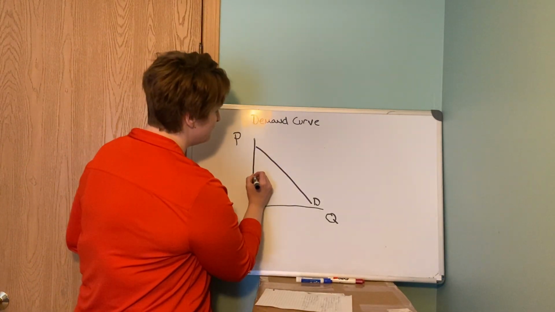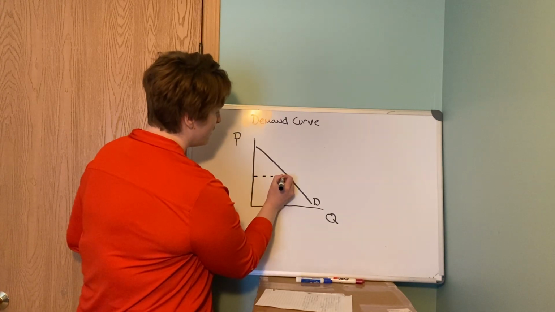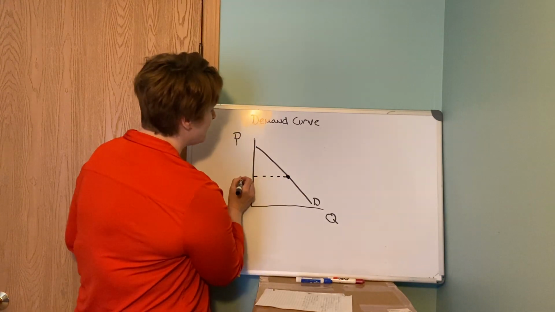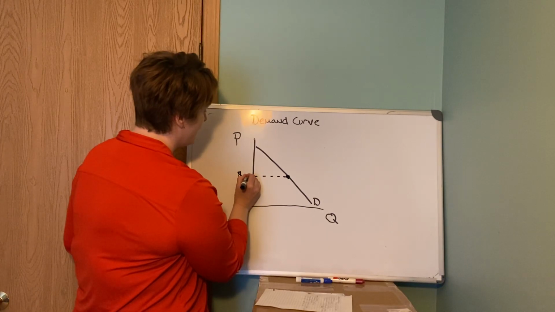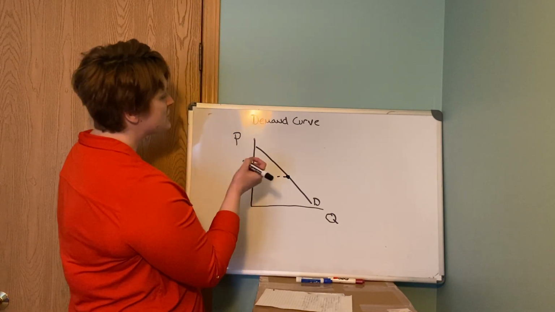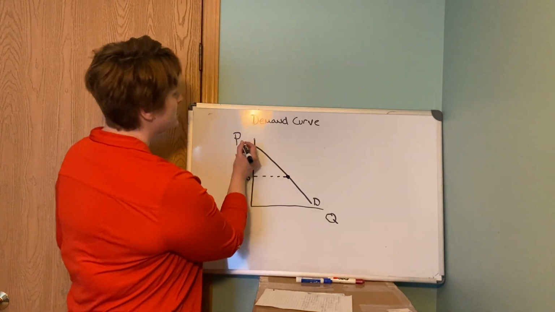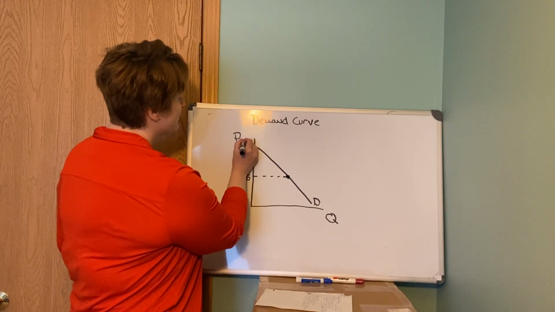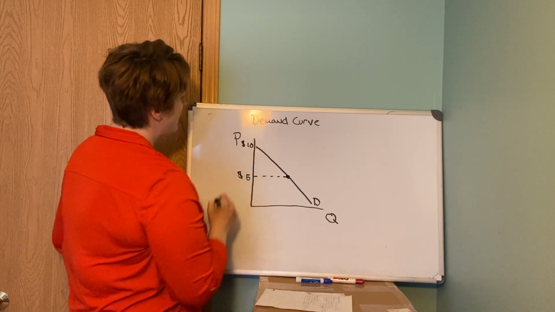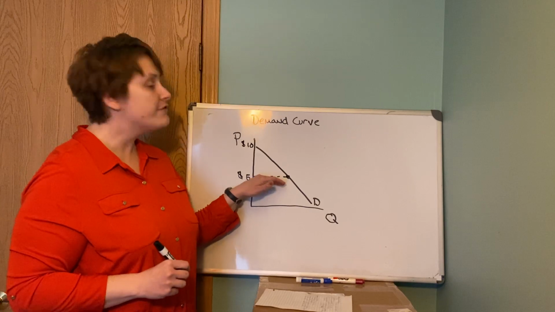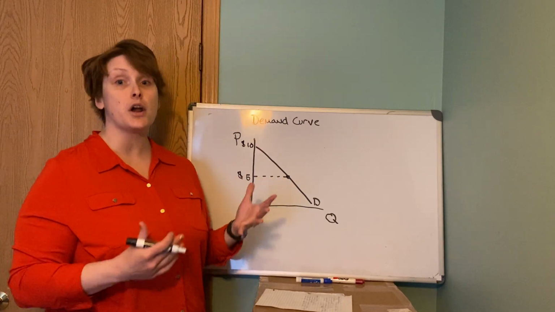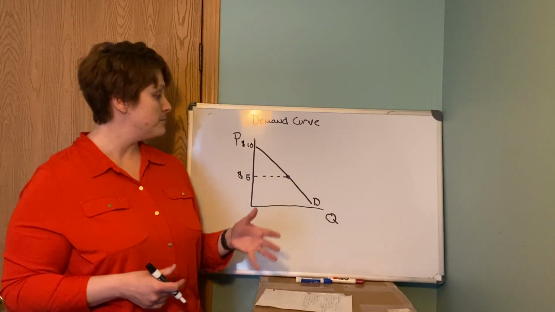So let's assume that we have a market price of $5. Let's assume, to make the numbers simple here, that the top of this curve is $10. So the $5 is the market price. It's what needs to be paid.